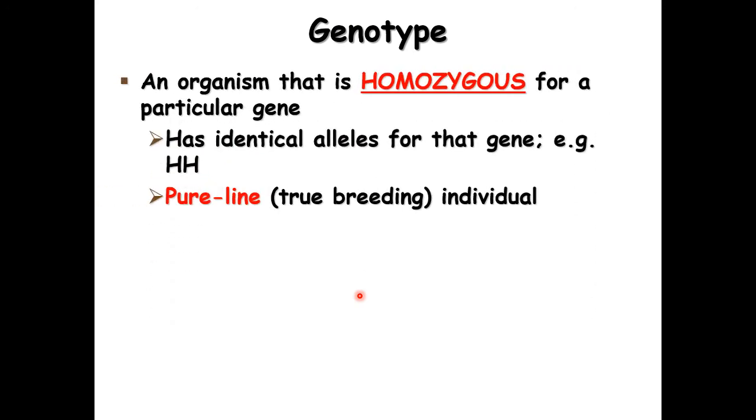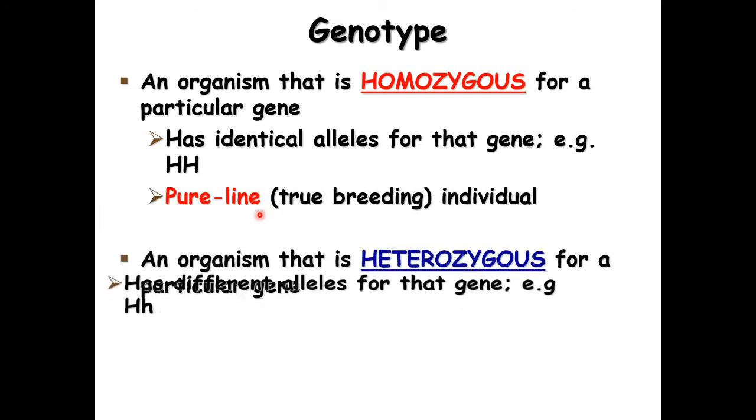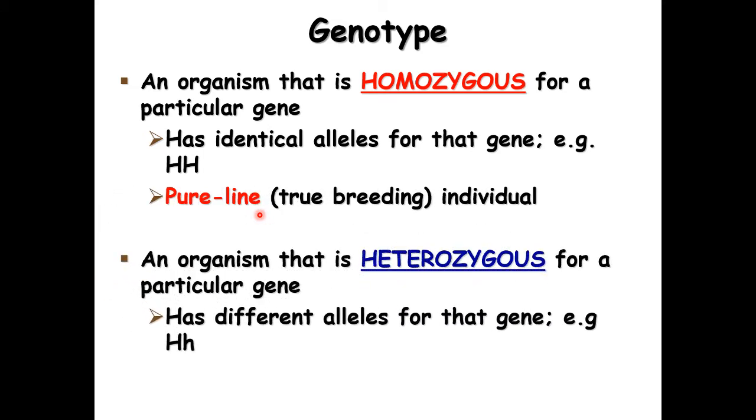Now let's look at the word homozygous. Homo means same. Homozygous means that for a particular allele that you're looking at, you have the same allele here. This is an example of homozygous. So both of these letters will be identical. So it could be two big letters or two small letters, right? And these are called purebred or pure line because there's only one kind of allele in this genotype, okay?